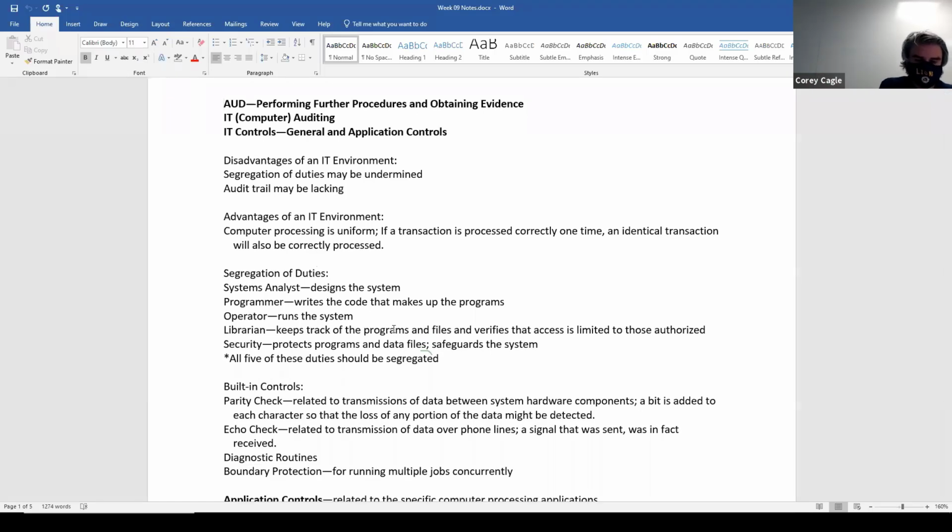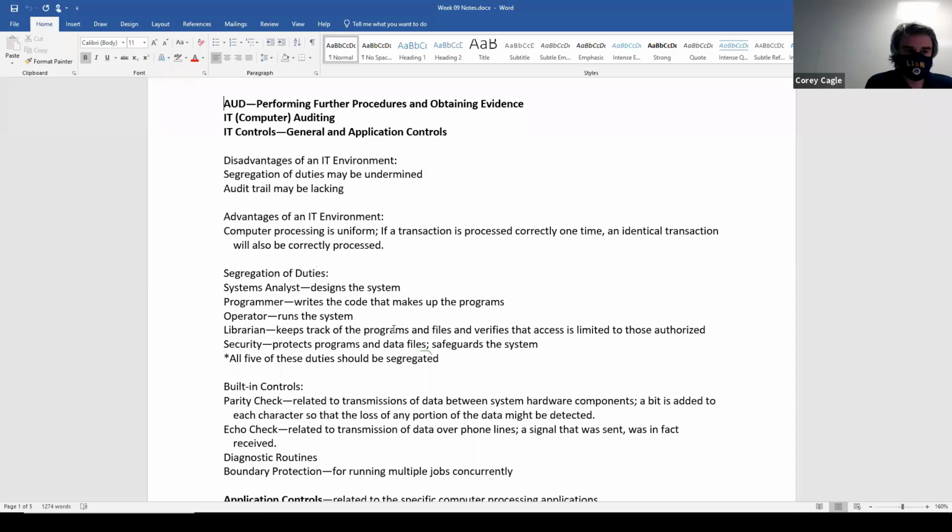So the disadvantages of an IT environment that we're trying to audit is that we kind of lose the segregation of duties, right? Things just kind of happen all at once. And we kind of have trouble with the audit trail. I think we've talked about at least the audit trail thing before in here, but I think we may have also mentioned the whole segregation of duties thing. So those can be disadvantages from an auditing standpoint.